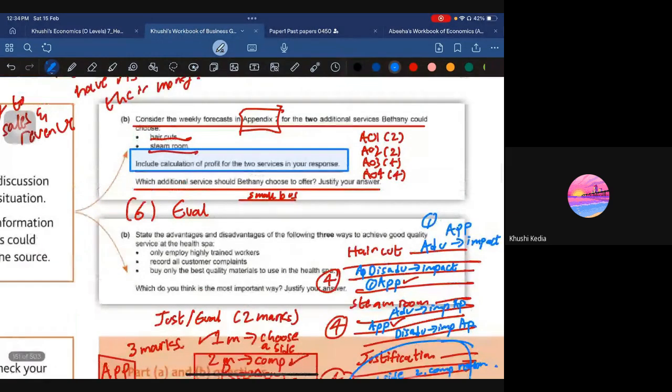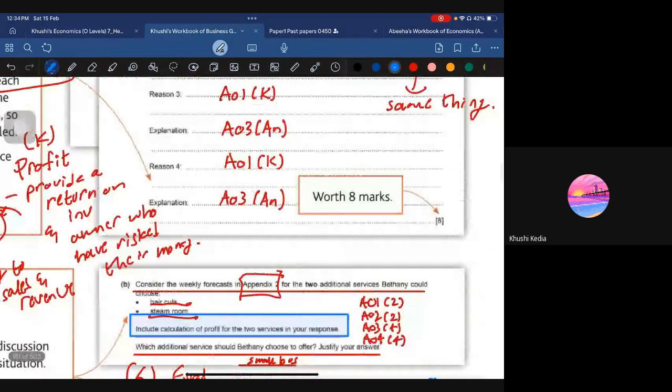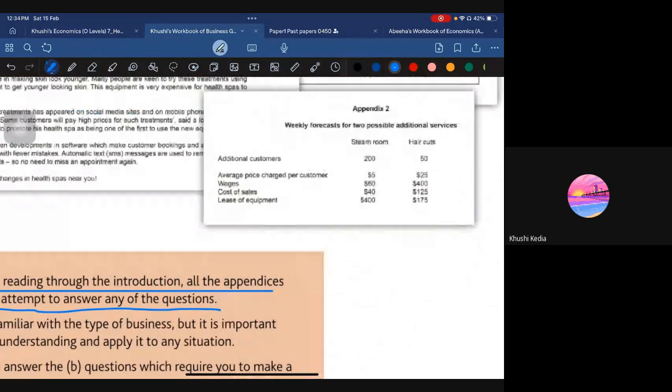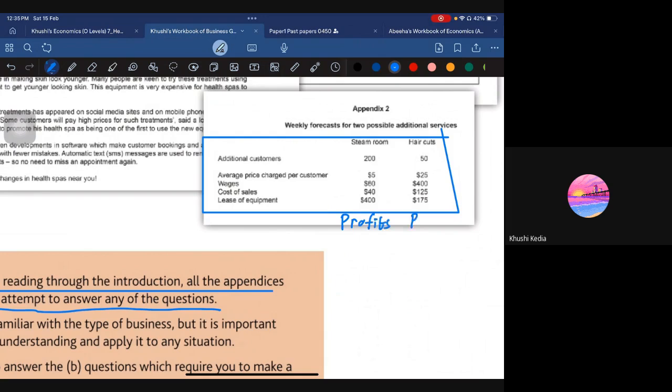So application is the main thing here because he said that you should include calculations of profit. Even if he hadn't said it, wouldn't you be thinking, okay, I have to choose one of the two services, so on what basis am I going to choose? Just on the basis of the number of customers and the cost? No, you must be calculating the profits here. You must be looking at some other factors as well.